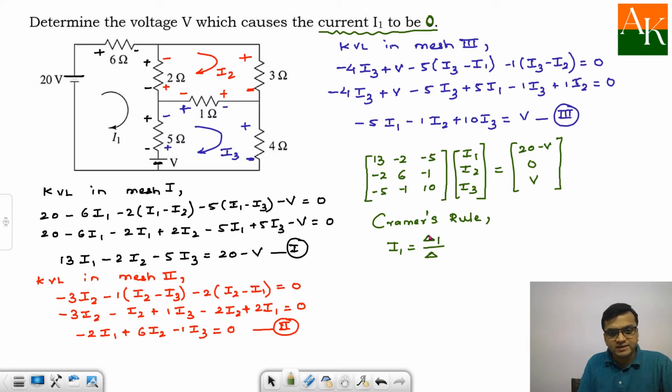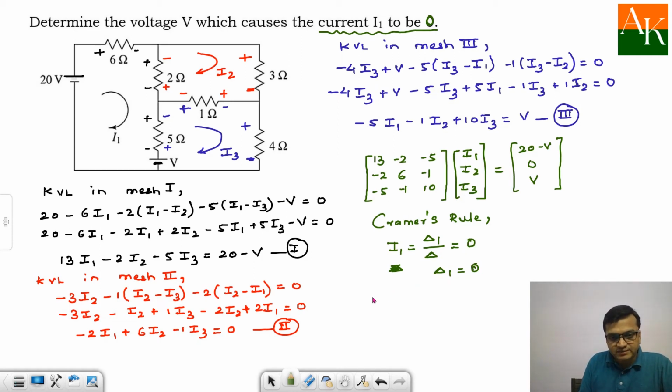What is delta 1? Delta 1 is nothing but the determinant of this matrix. This thing has been done in mathematics. It is the determinant of this matrix with the first column replaced by these constants. And delta is nothing but the determinant of this matrix. But what they are saying is you have to set I1 to be 0. So I am setting I1 to be 0. That means simply you want delta 1 to be 0, because delta will get multiplied with this one and I will have delta 1 to be 0.